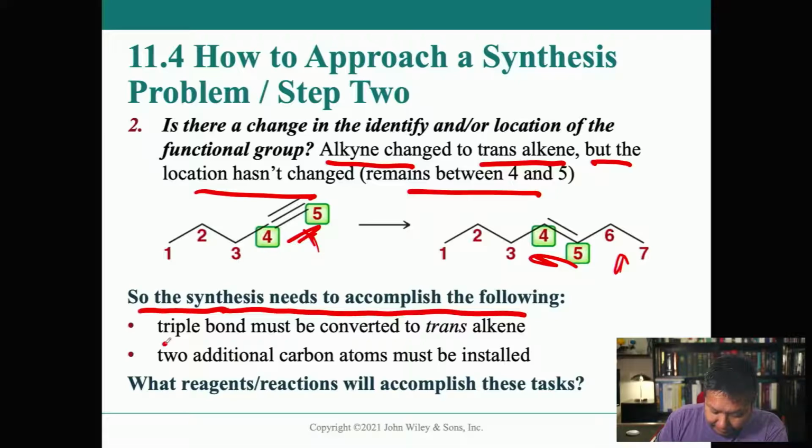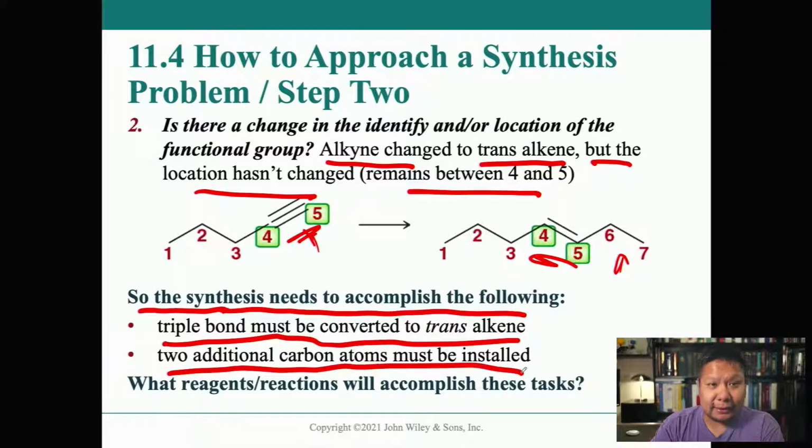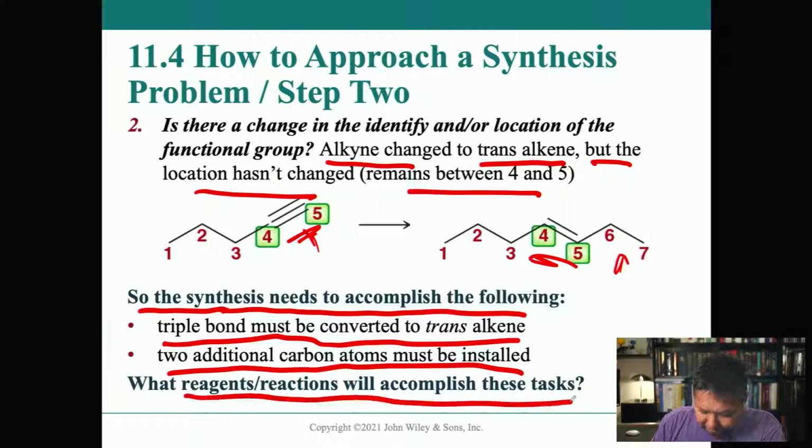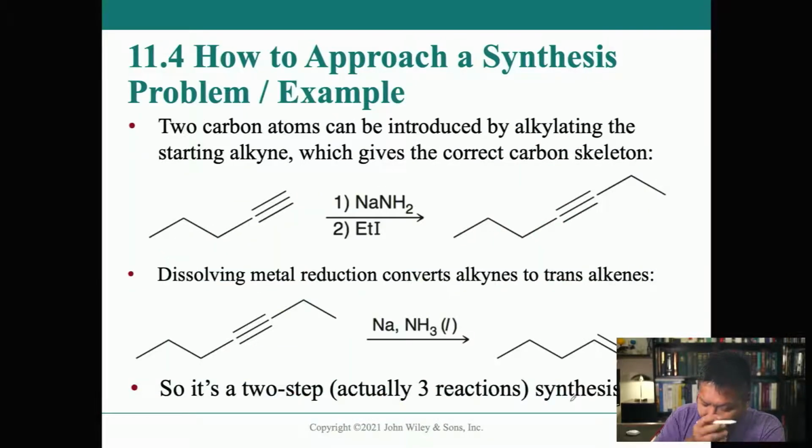I'm going to say it again. A triple bond must be converted to a trans alkene, and we have to add 2 more carbons, right? So what reagents and reactions will accomplish these tasks? Think about it, okay? And what's really helpful with that is using those charts that I show you at the end of each lecture that have the single molecule in the center and all the arrows and all the different reagents. That's super helpful, okay? So here we go.